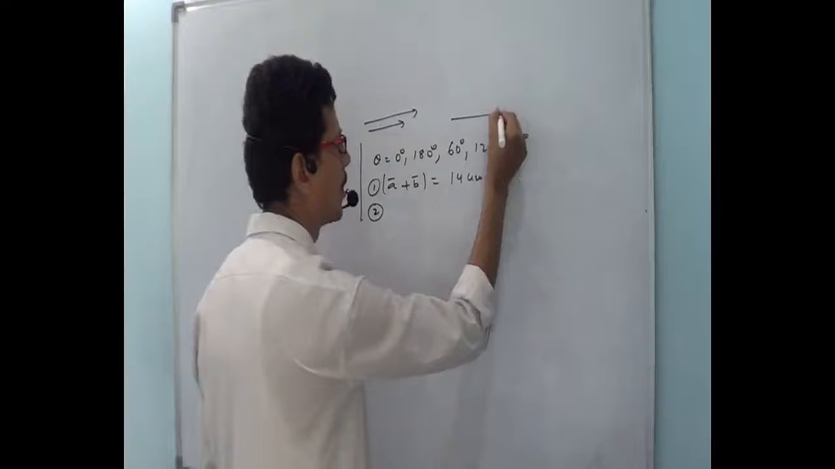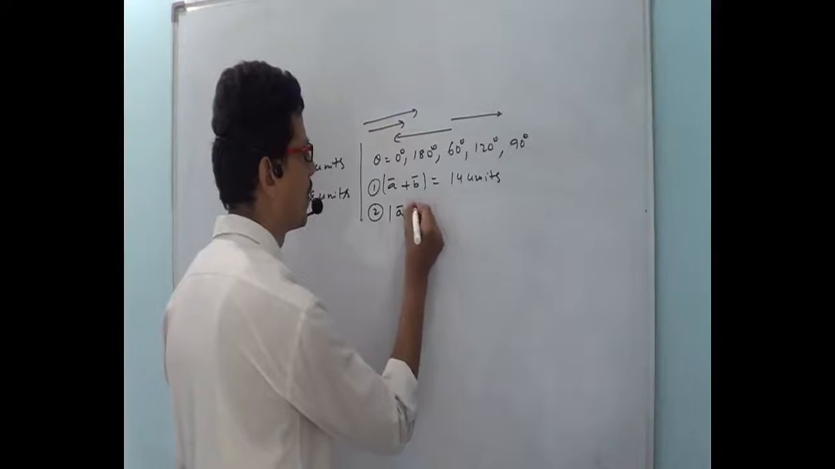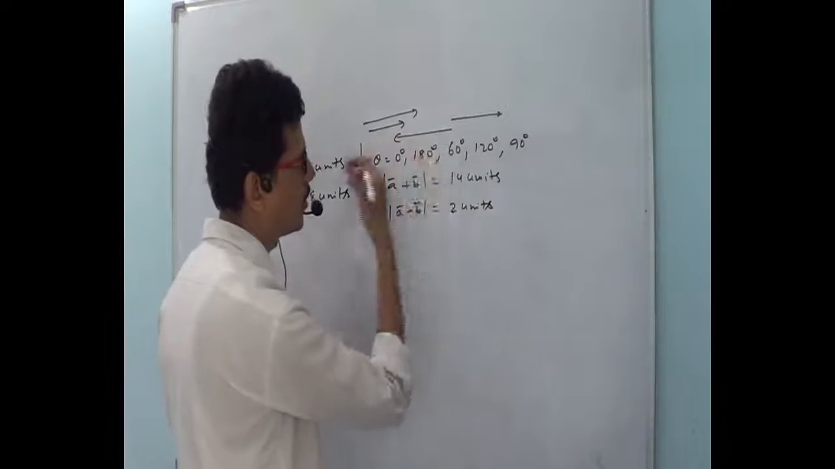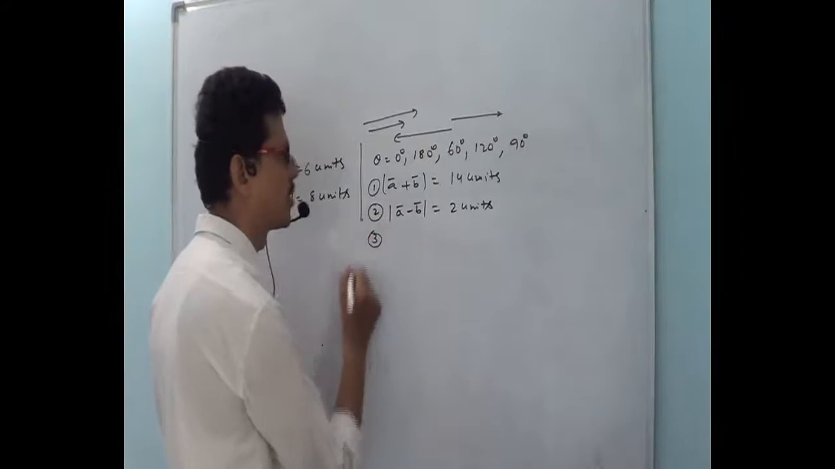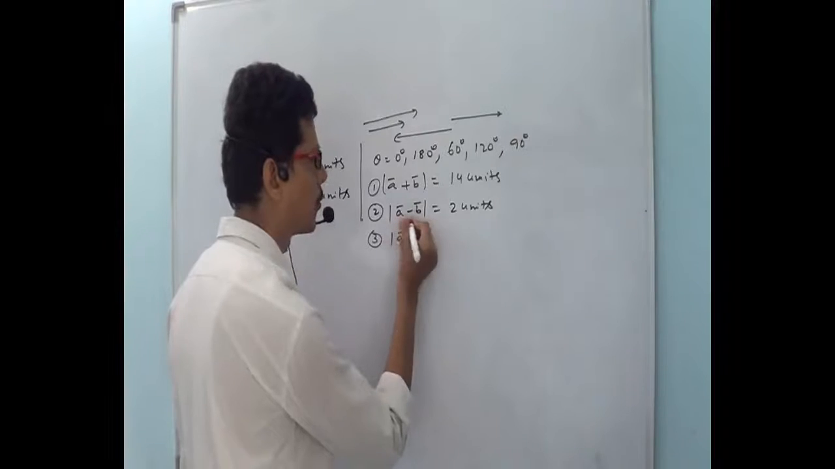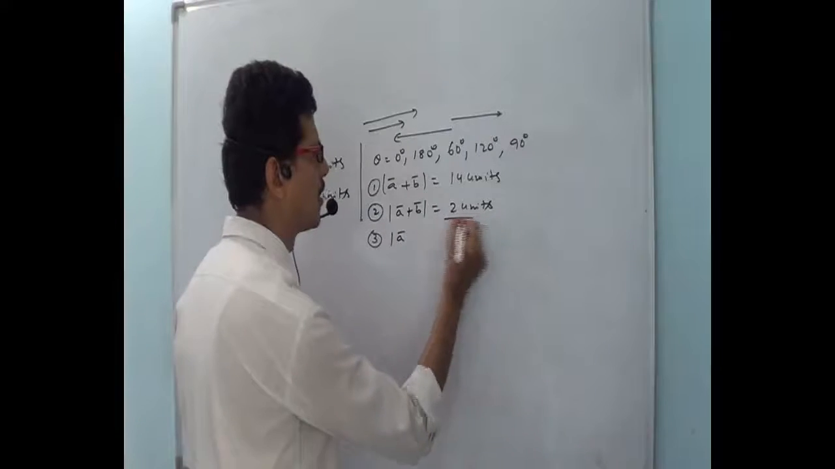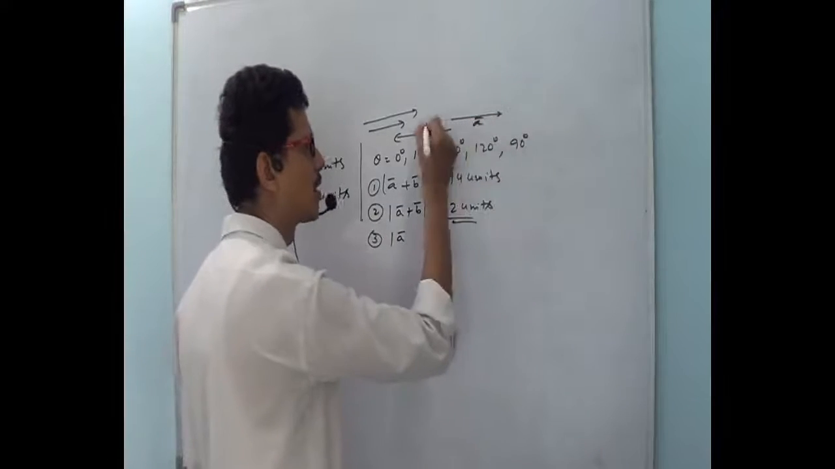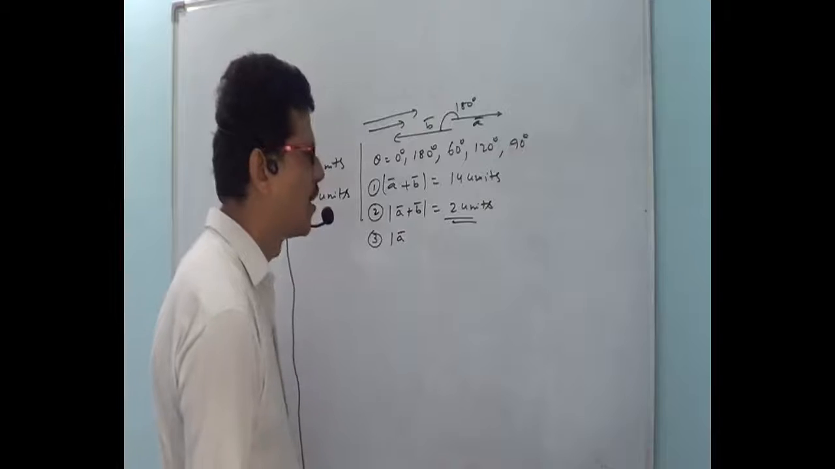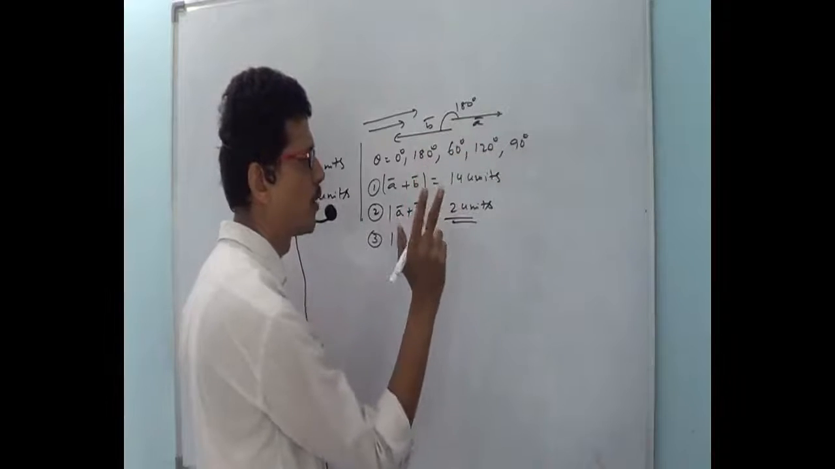180 degrees. 180 degrees means one vector is like this, the other vector is like this. You have to subtract. The modulus of A bar plus B bar is the subtraction of these two: 2 units along this direction. Okay. The angle between the two vectors is 180, cos 180 is minus 1, na? So you can directly have this. This is 8, this is 6. The resultant is 2.